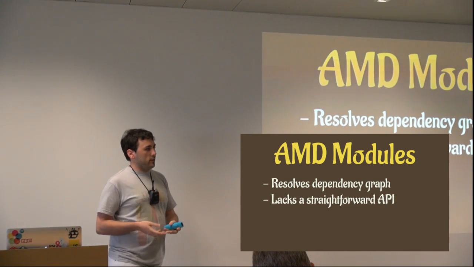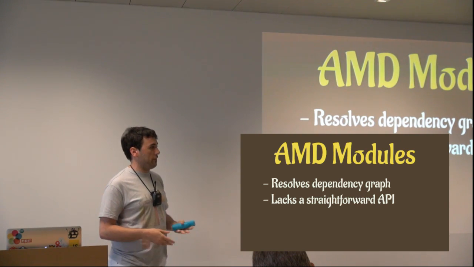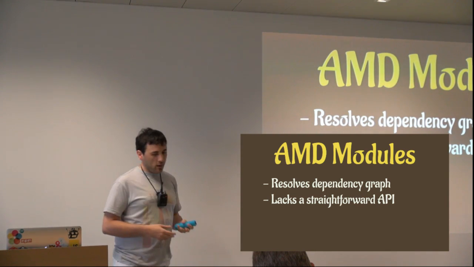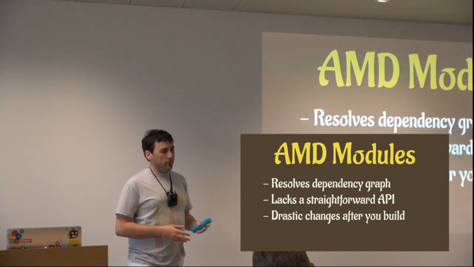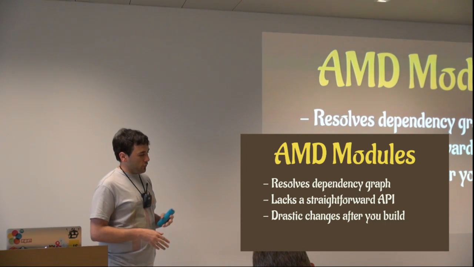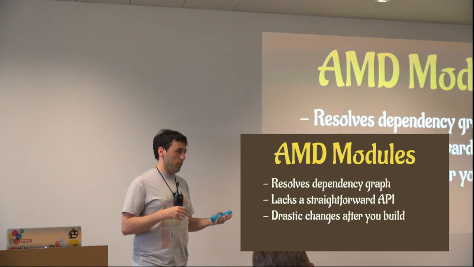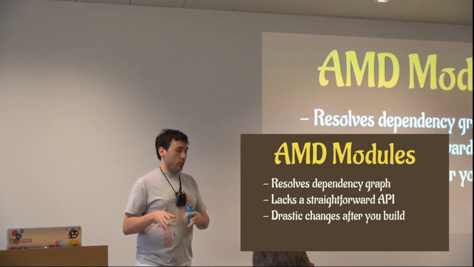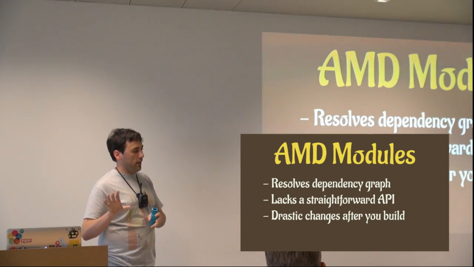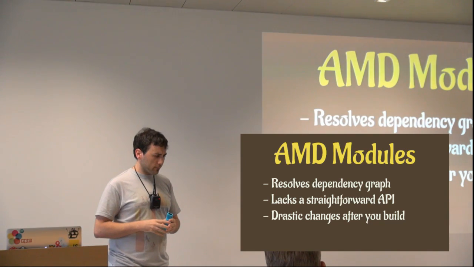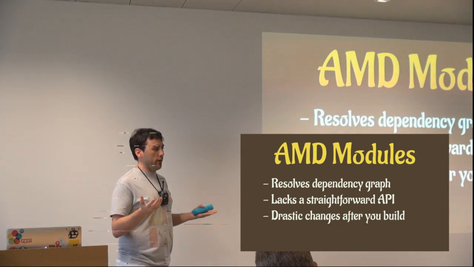The issue is that it lacks a straightforward API. It has a zillion ways of doing everything, and it's really convoluted. The other issue that I think is an important one is that AMD modules tend to suggest that during development you use the asynchronous loader, whereas in production you are supposed to bundle everything together into a module and use that. And the problem with that is that it changes drastically the way the application behaves one way or the other.